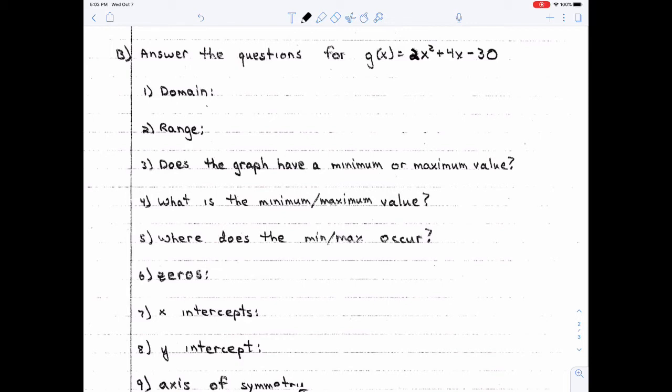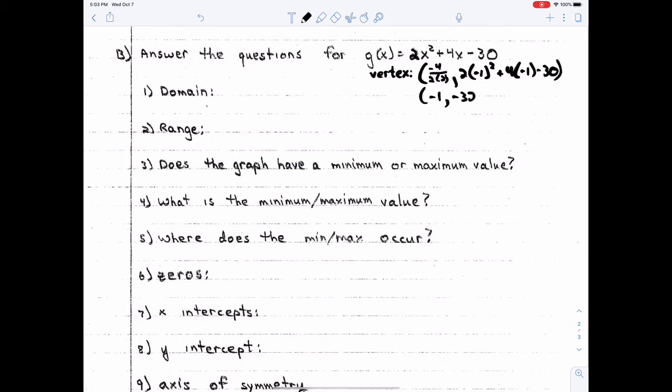And the vertex is going to be -4 all over 2 times 2, which is -1. And then find the y-coordinate. I plug it in. So we have 2 times -1 quantity squared plus 4 times -1 minus 30. Okay, so what's that? That's 2 minus 4 minus 30. So that's going to be -32.